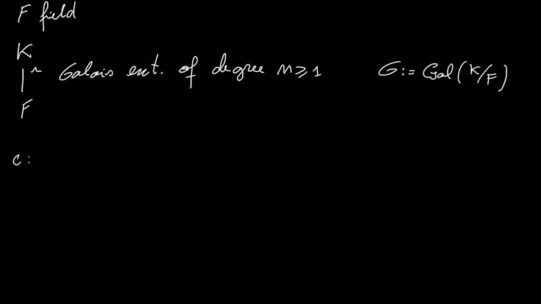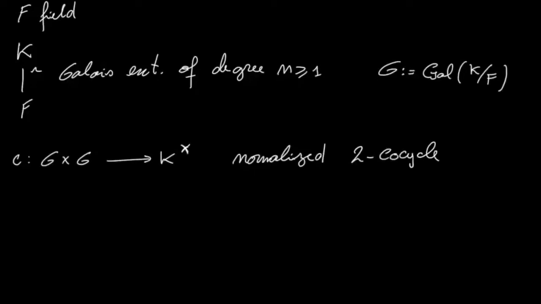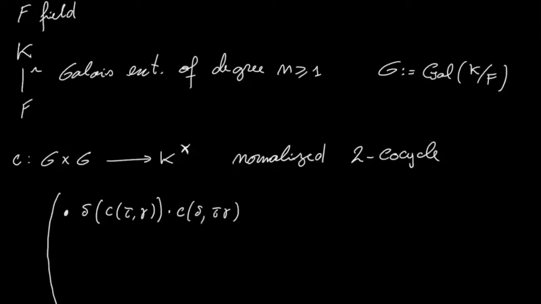Let's also consider a normalized Tuchel cycle. And by this, I mean the following: a map from G cross G to the invertible elements of capital K, which satisfies the following properties. So sigma of C tau gamma times C sigma tau gamma is equal to C sigma tau gamma times C sigma tau, and this for all sigma, tau and gamma elements of G.